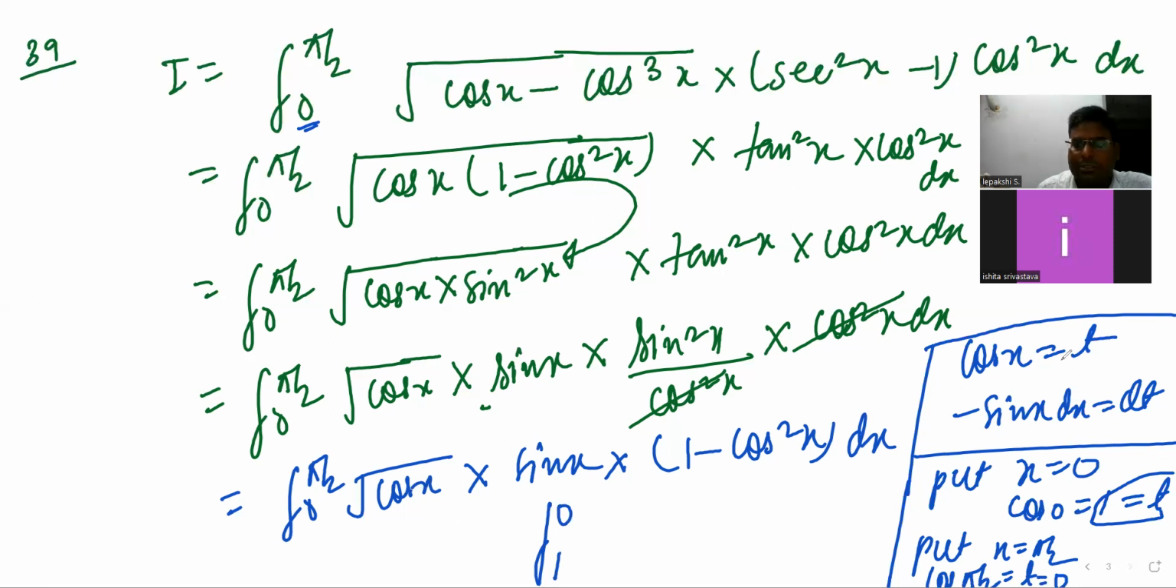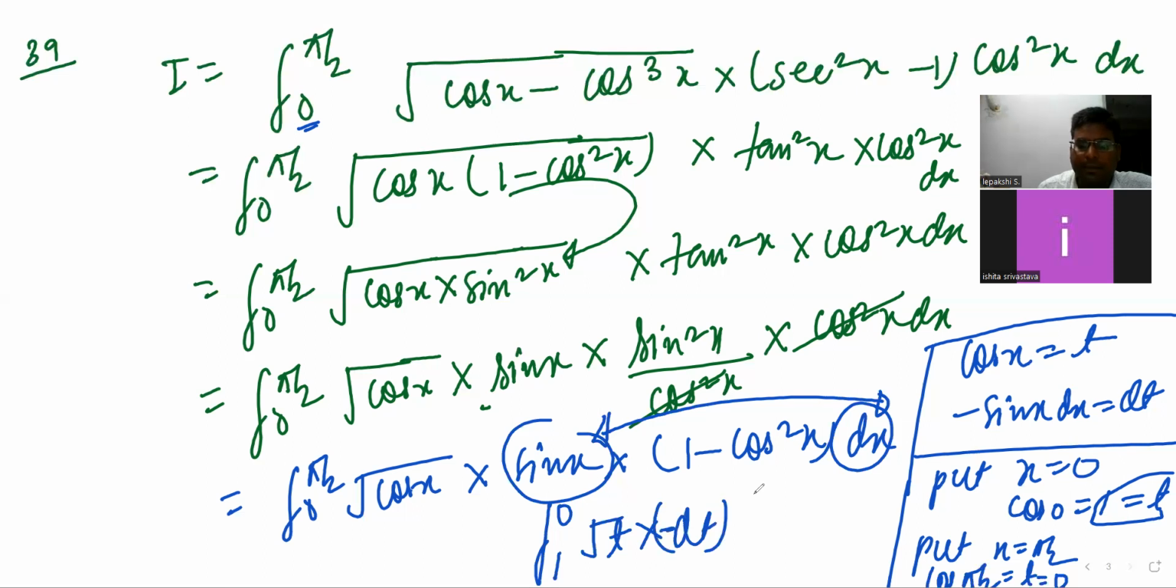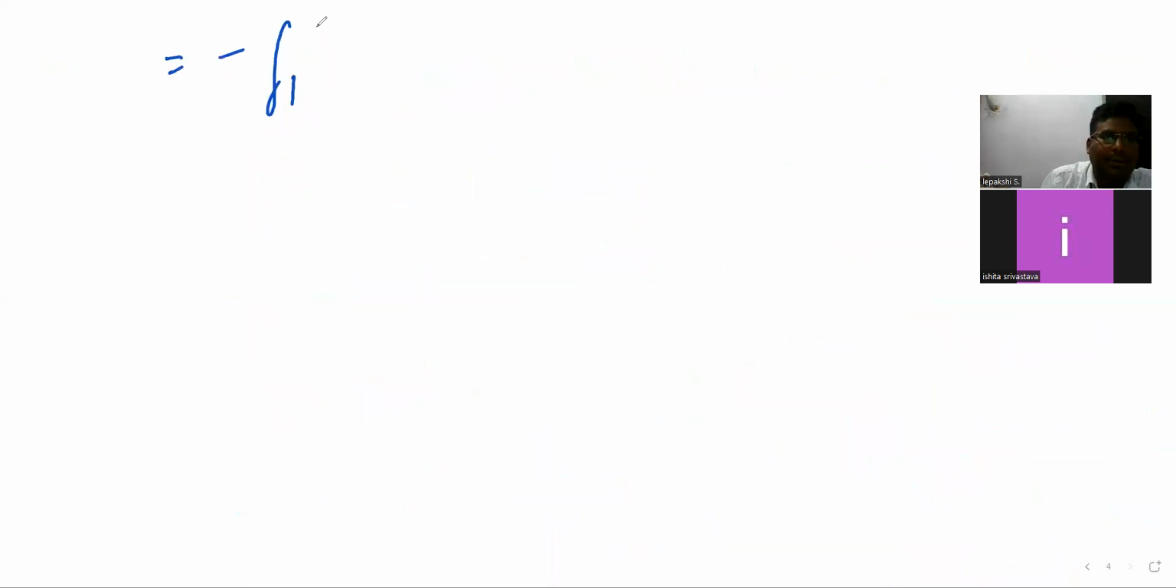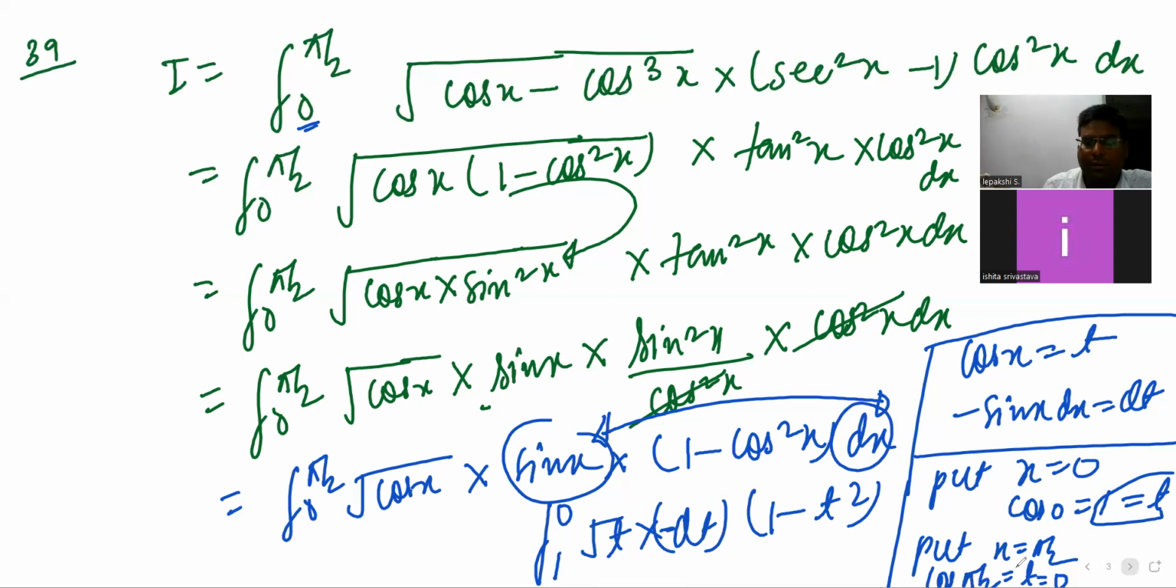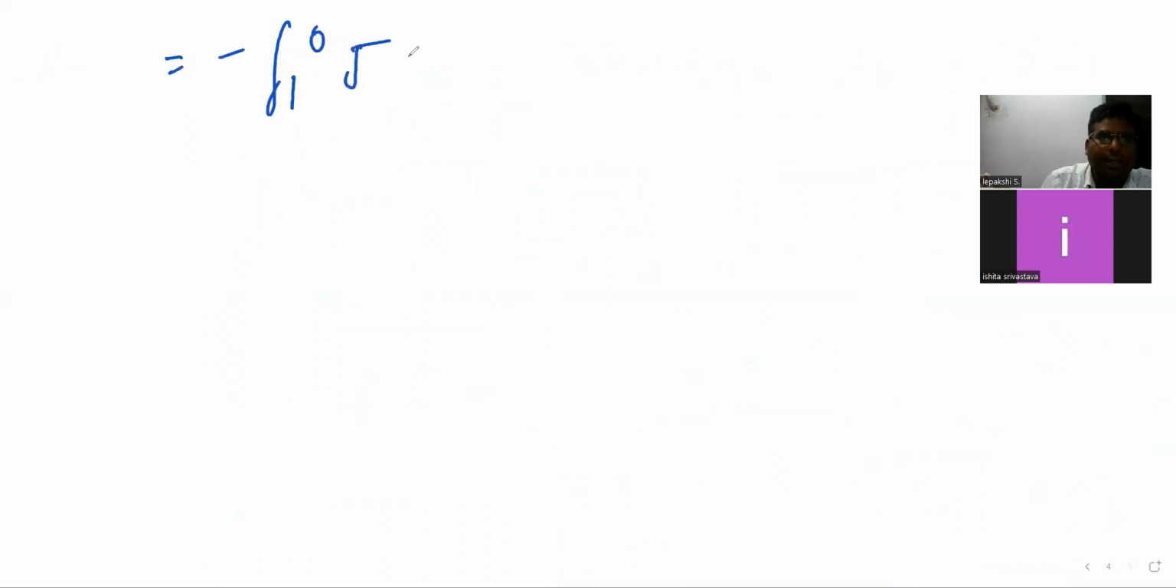So cos we have put as t, so it will be under root of t. Sin x into dx is nothing but dt, so write these two terms as dt with a minus sign. Right, 1 minus t square. So next step will be minus integration 1 to 0 under root of t into 1 minus t square into dt. Have you understood up to this point?